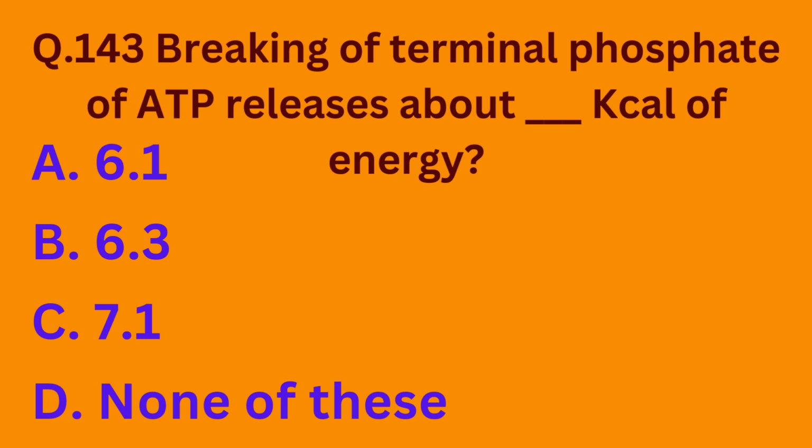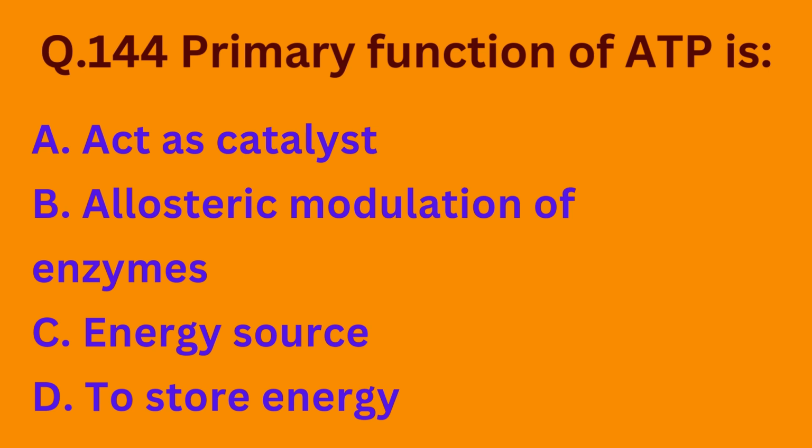Question number 143. Breaking of terminal phosphate of ATP releases about dash kilocalories of energy. Option A 6.1, option B 6.3, option C 7.1, option D none of these. So the correct option is option D. Question number 144. Primary function of ATP is option A act as catalyst, option B allosteric modulation of enzymes, option C energy source, option D to store energy. The correct option is option C. It is basically an energy source.